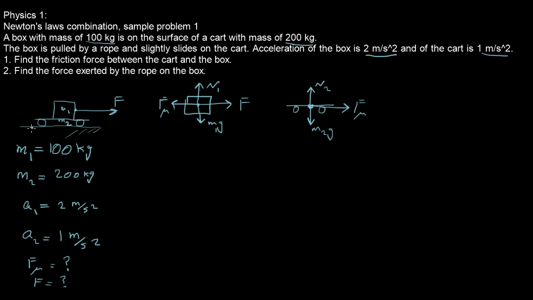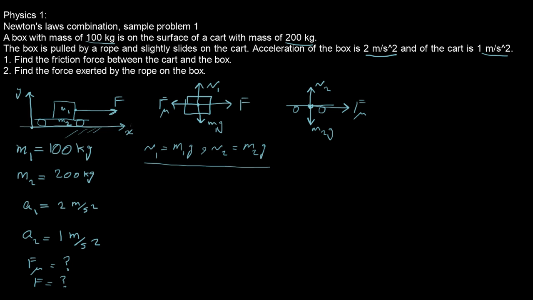Let's first draw a reference frame, a coordinate system. Let's say this is X, this is Y. In Y direction, there is no motion, so neither box nor the cart move upward or downward. That means acceleration in that direction is 0. Therefore, the net force in Y direction is always 0. That means N1 equals M1G and N2 equals M2G. But that doesn't help a lot solving the two questions, so it was just for our own information.